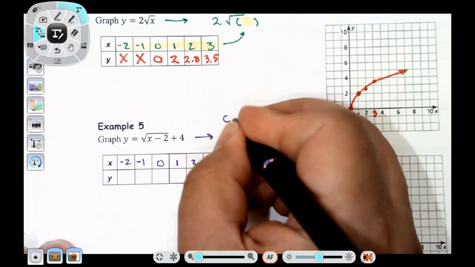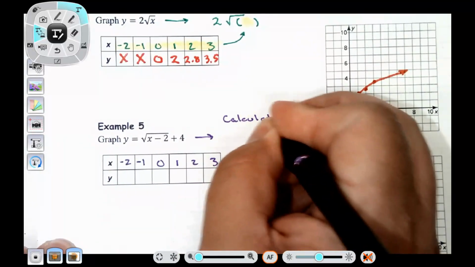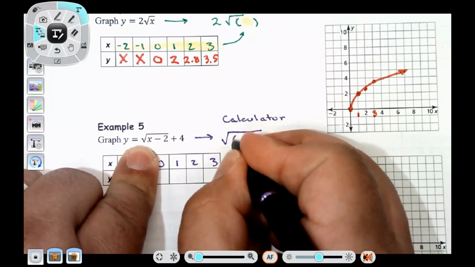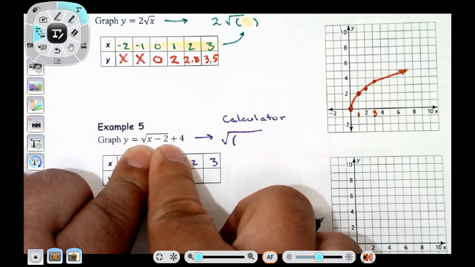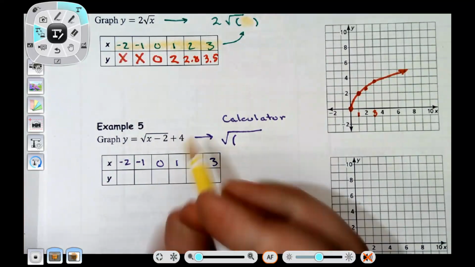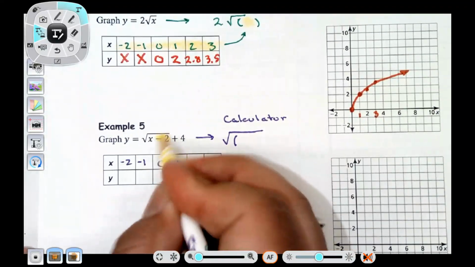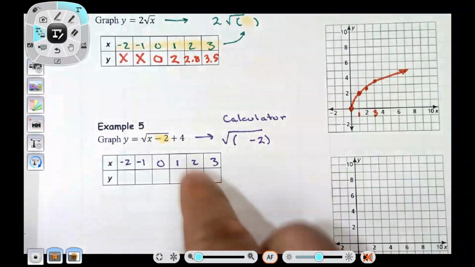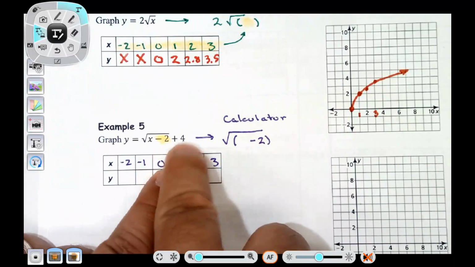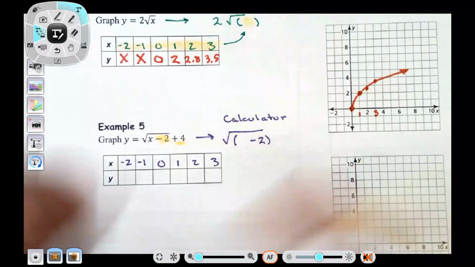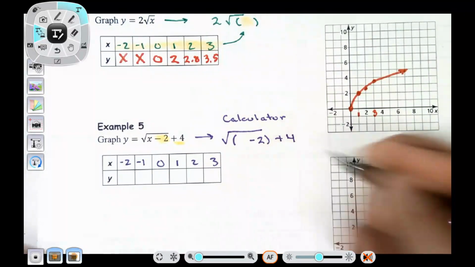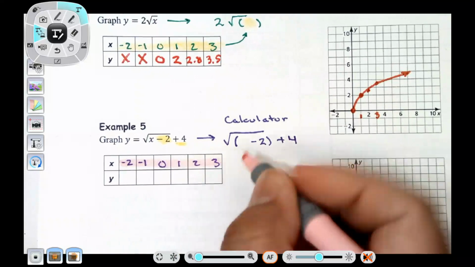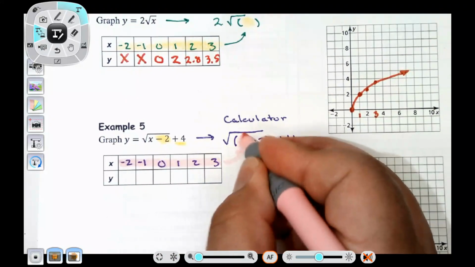So here's how you type it into your calculator. You have to look carefully. There's the square root. Remember, the calculator is going to open a parentheses. But notice how that -2 right here needs to be with the x. So then I'm going to write a -2, and then I have to close the parentheses because that 4 is on the outside. So then I'm going to say +4. Where you're going to plug in these numbers is right here. This is where the number is going to go.